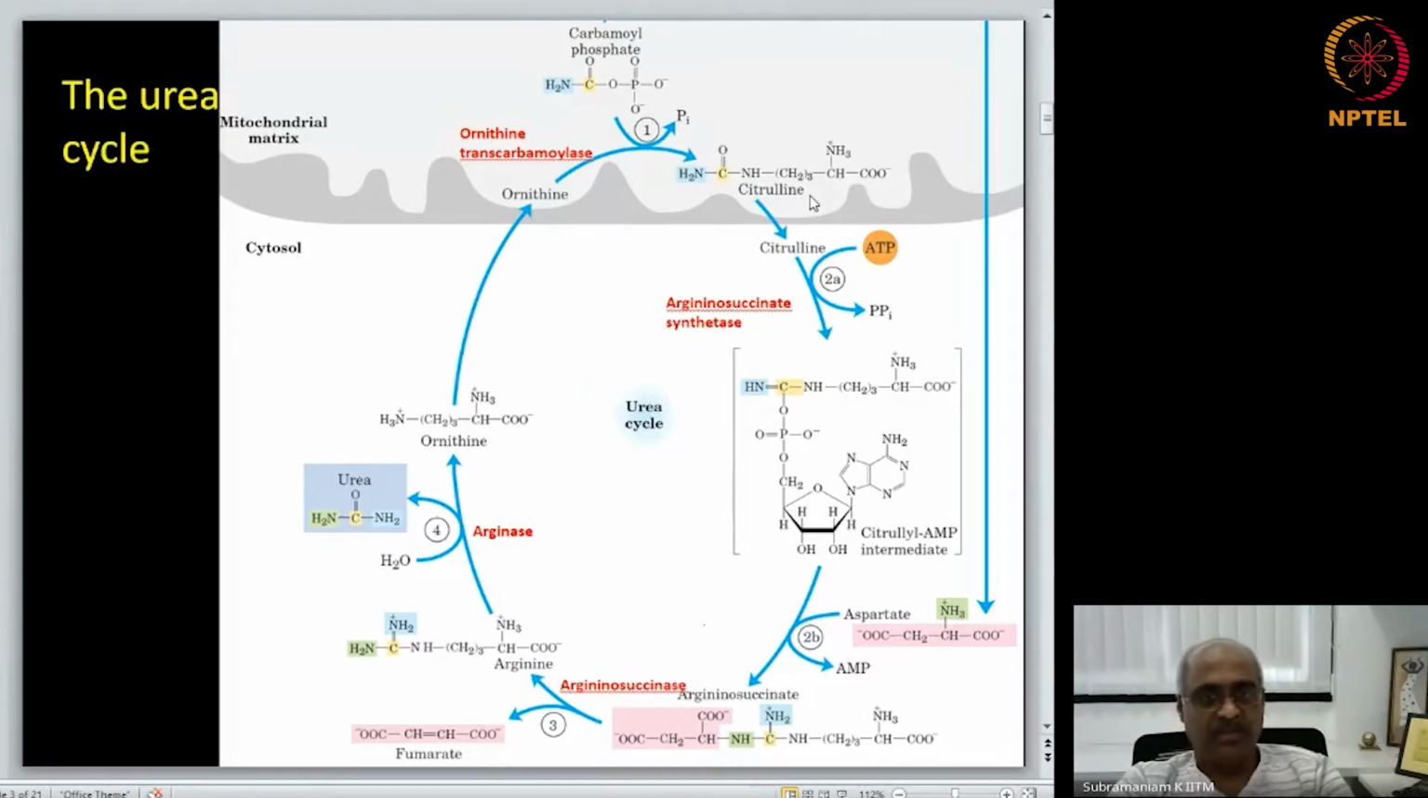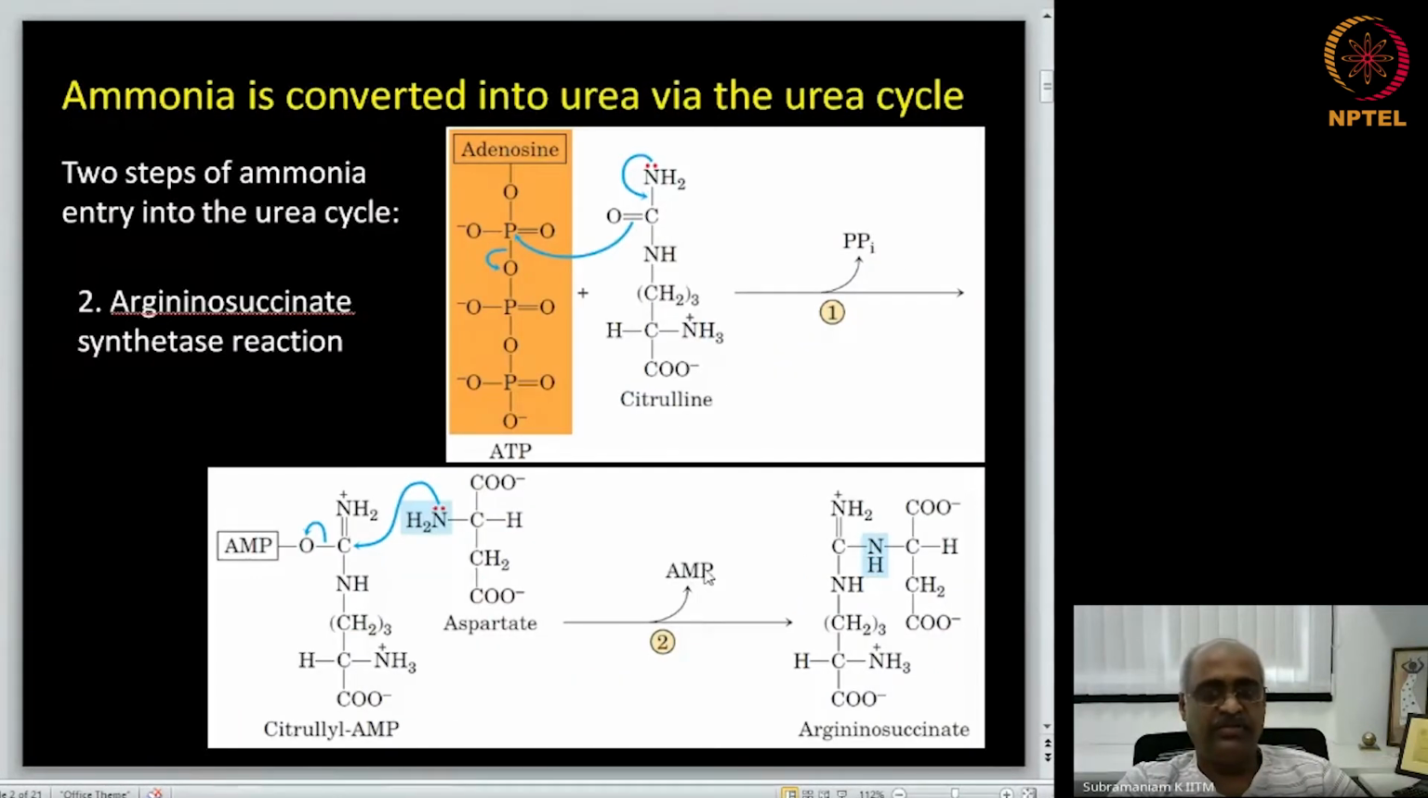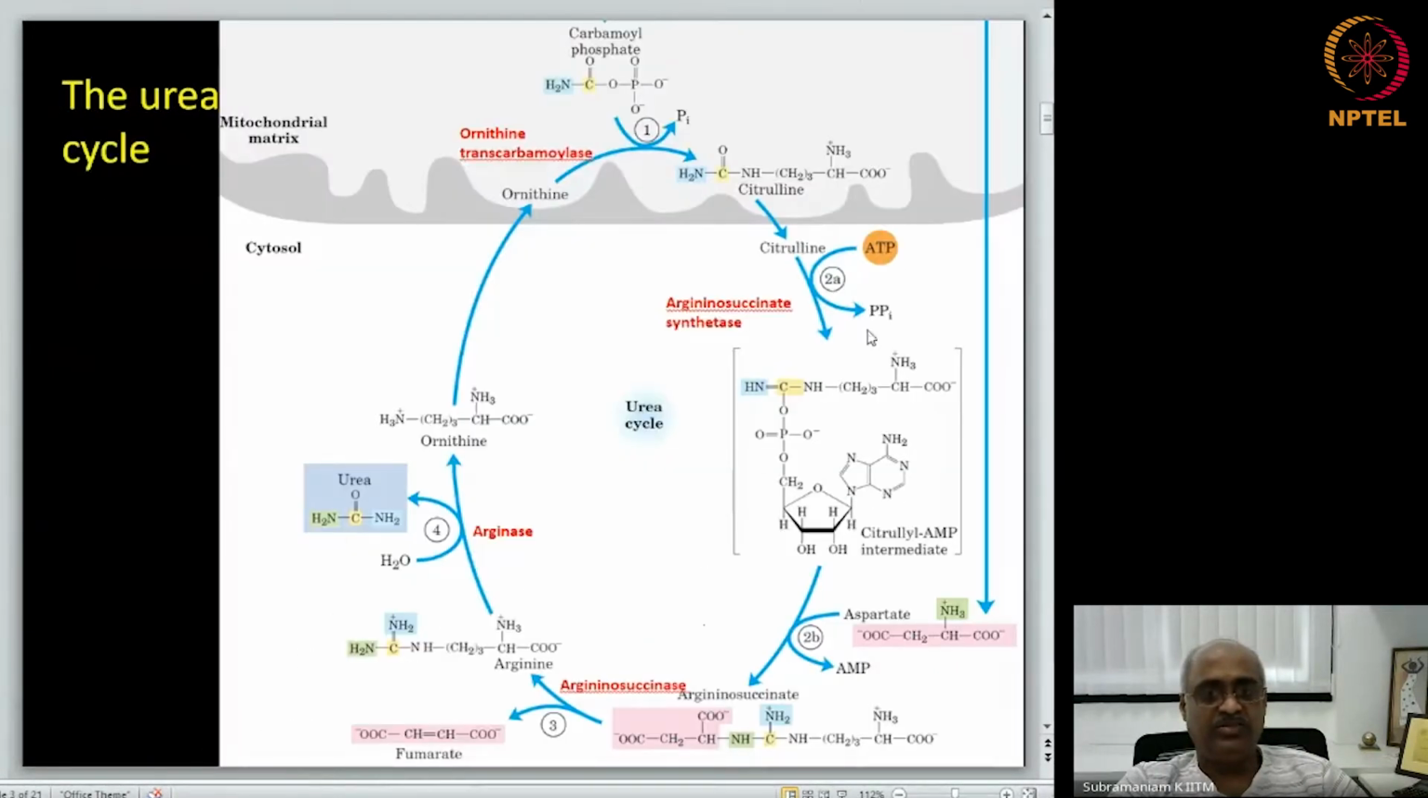This citrulline combining with aspartate to form argininosuccinate is what we just saw. So this 1 and 2 are actually the 2A and 2B reactions. This citrullyl AMP looks big simply because the AMP structure is drawn out. Otherwise, this is the adenine, ribose, and the phosphate. And this is the citrullyl moiety.